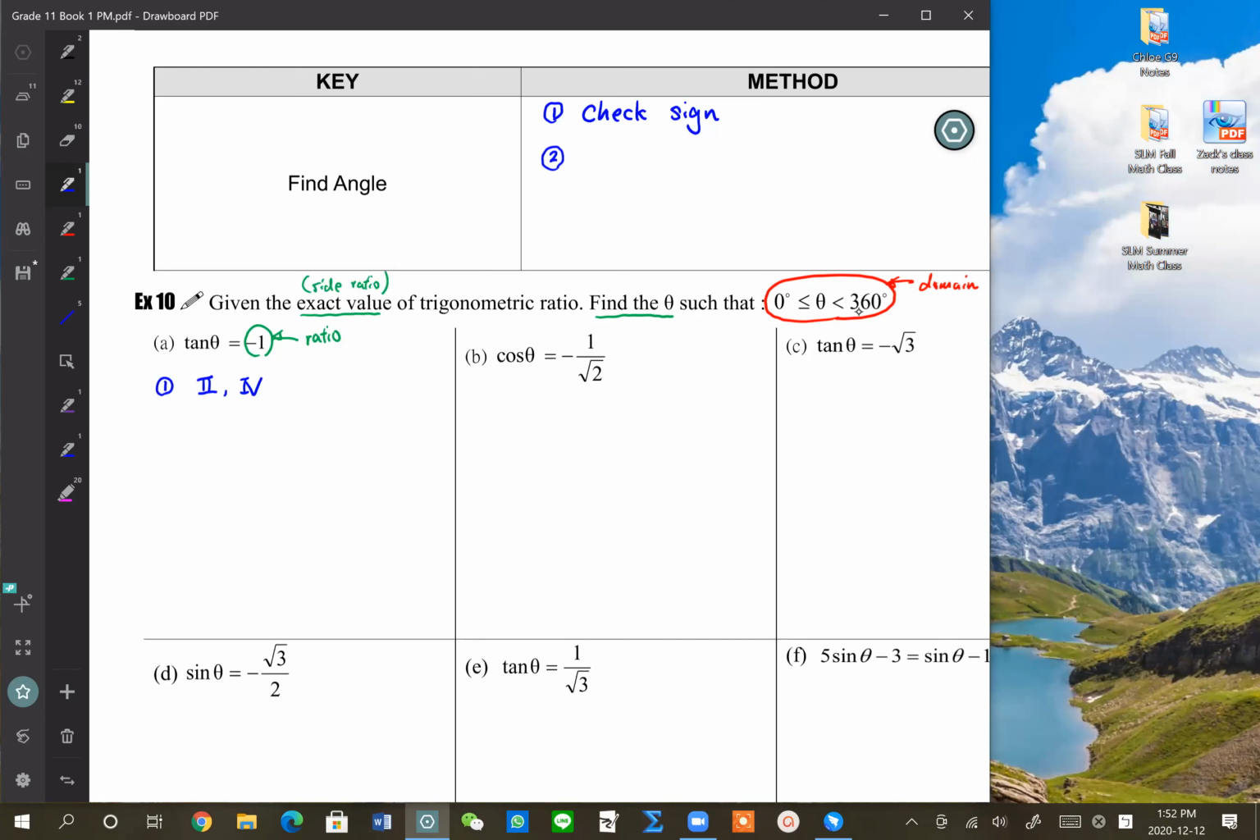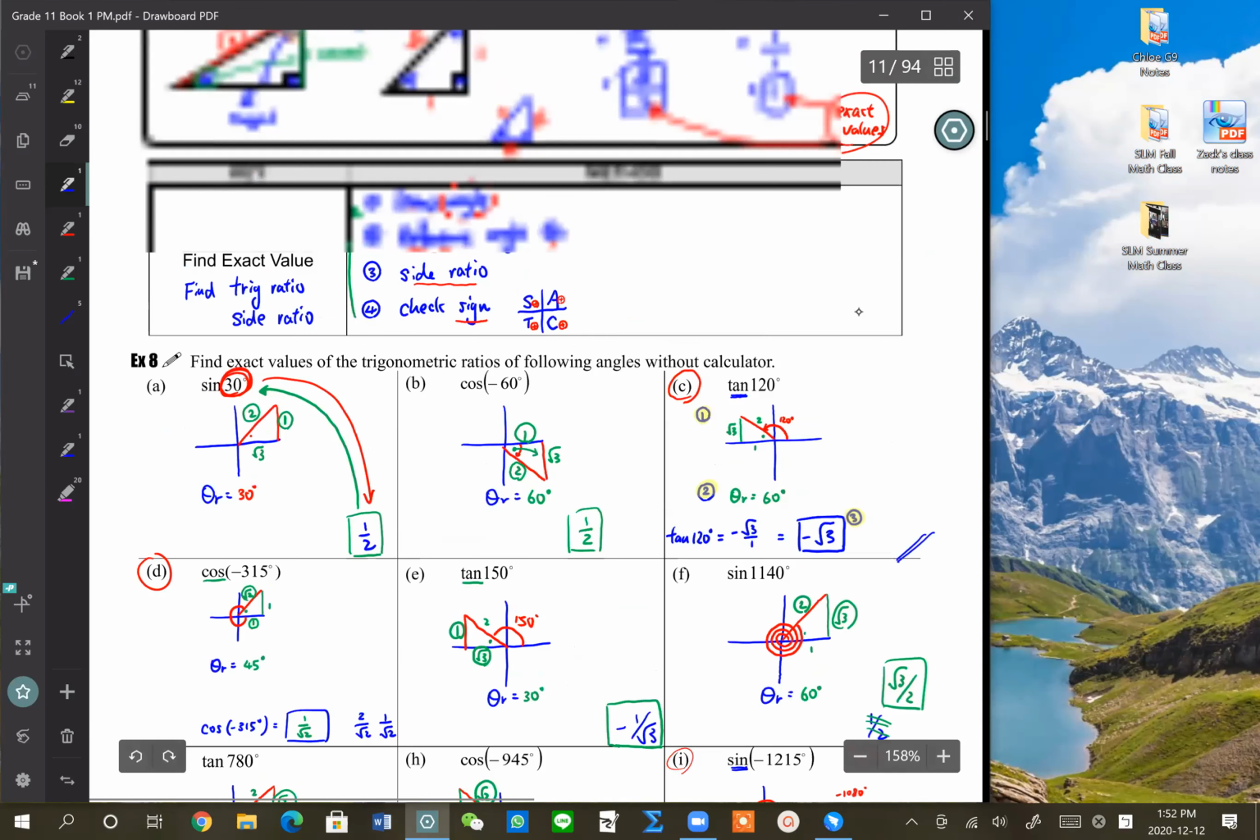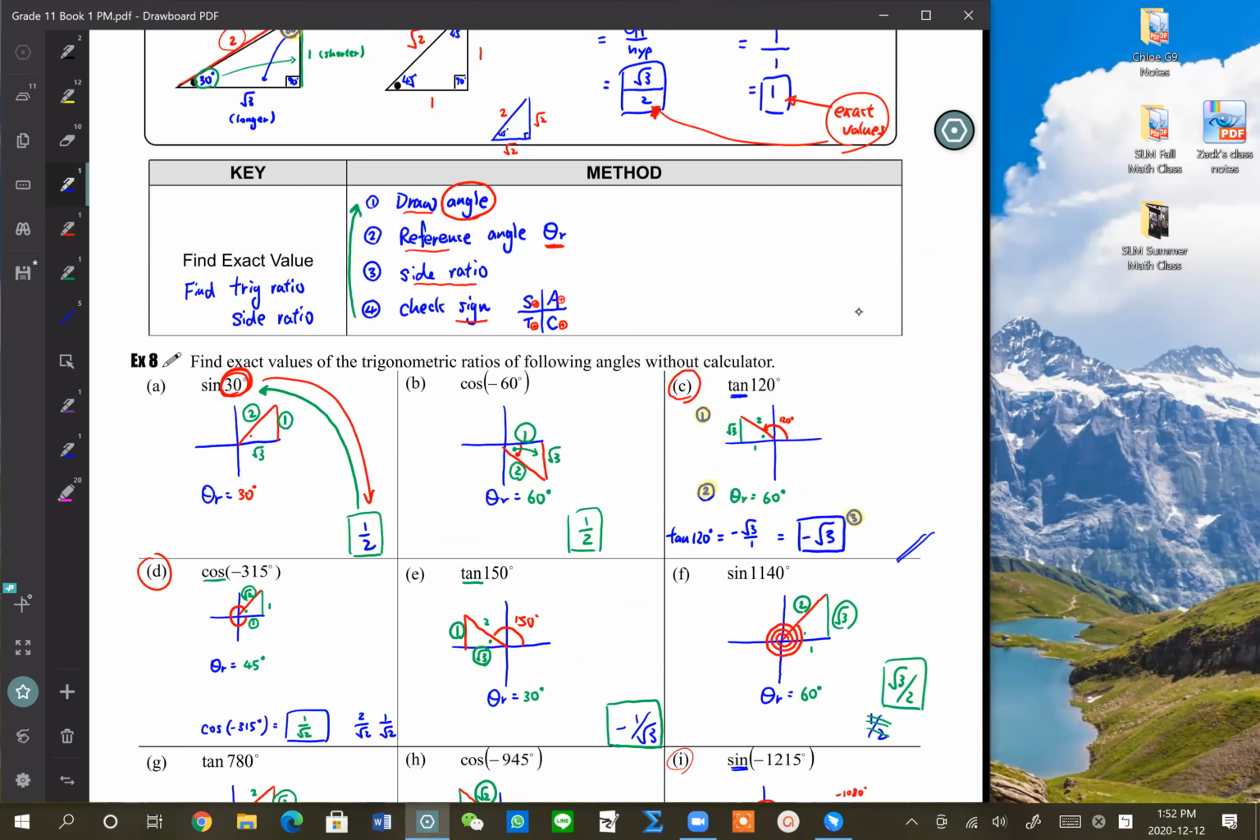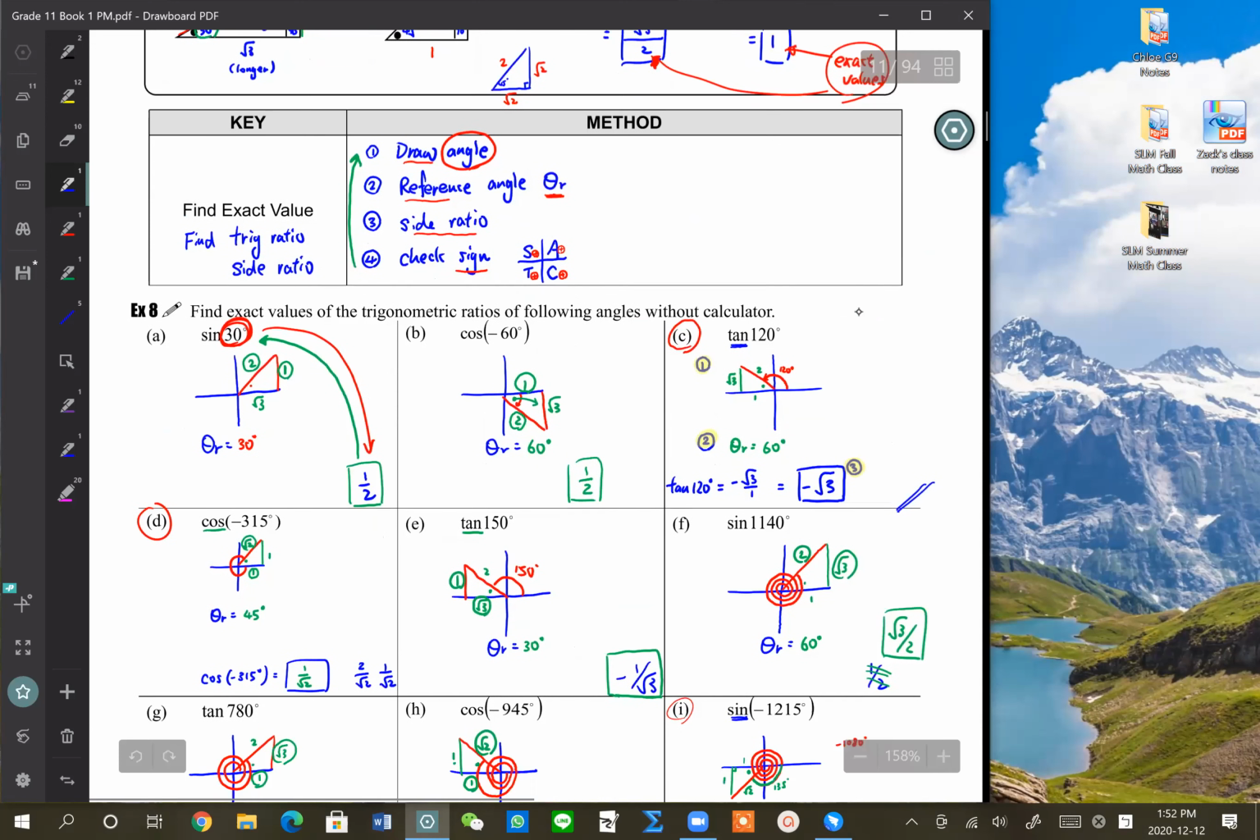You find the reference angle? No, you have to go back up, right? Step 4 was check sign, so you go back up. Oh, the side ratio? Yes, okay, so we are going backwards, okay? Side ratio. So you compare with the previous page, right? When you were asked to find exact value, you start with draw angle, reference angle, side ratio, check sign. Now you go backwards, check sign, and then side ratio, okay?